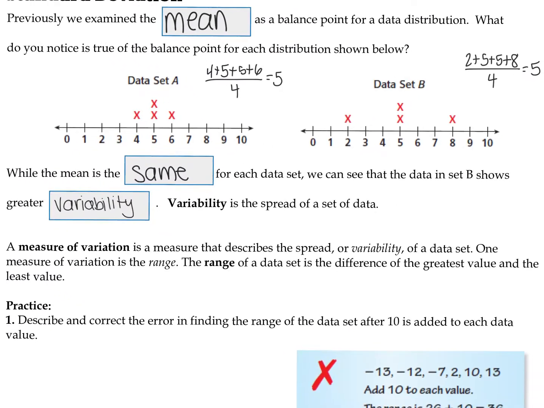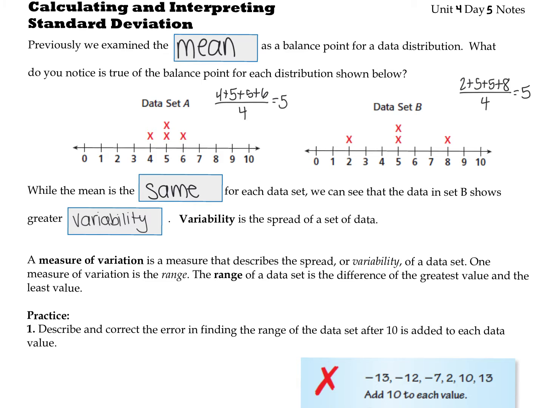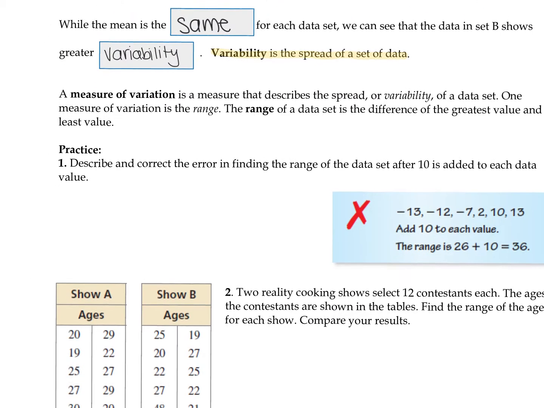Data set A is clumped right together around the mean, around 5, while data set B is much more spread out. So here's data set A, nice and clumped together. Data set B is much more spread out. And that's what we're talking about today, variability. So again, the vocab word you want to know, variability, is the spread of a set of data, how spread out the data is from the mean.